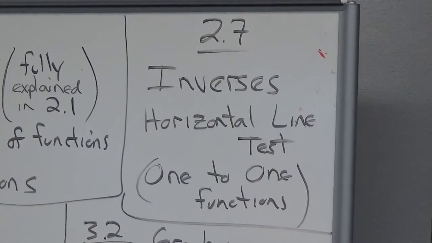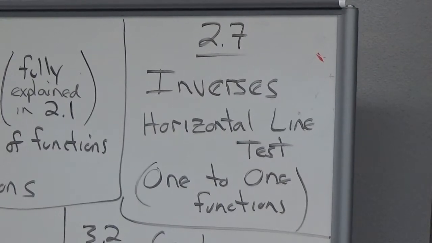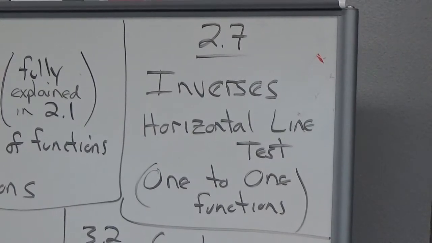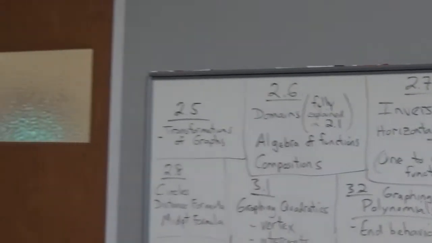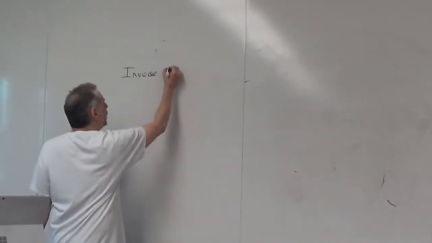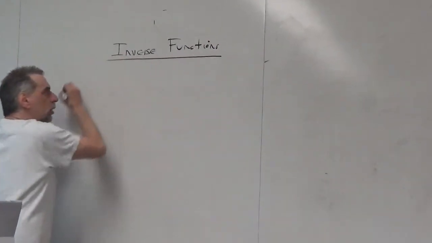All right, 2.7. We're looking at inverse functions, horizontal line tests, one-to-one functions. All these things go together. Okay, so an inverse function is something that takes the output of one function and changes it back to its original input.